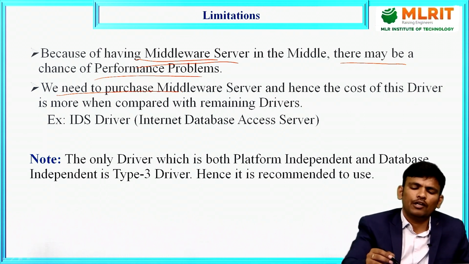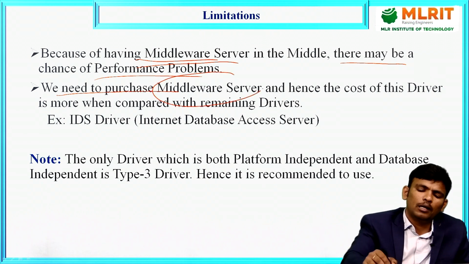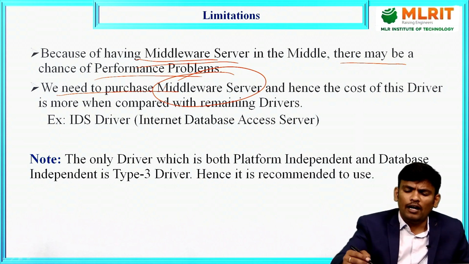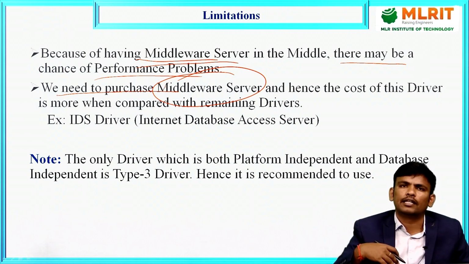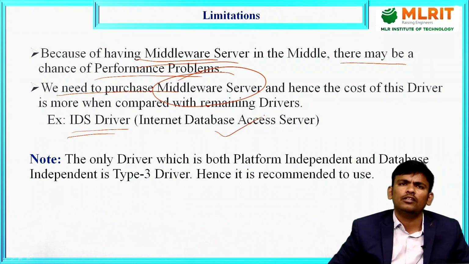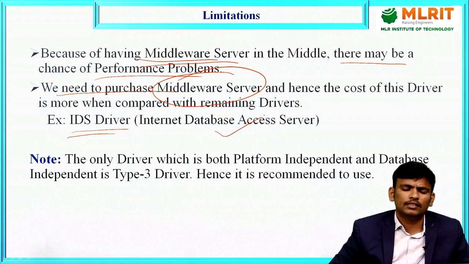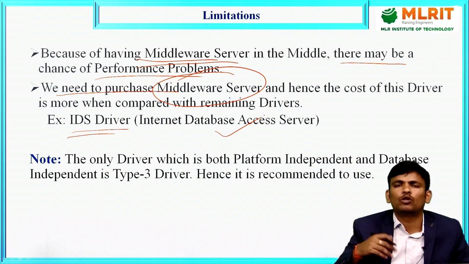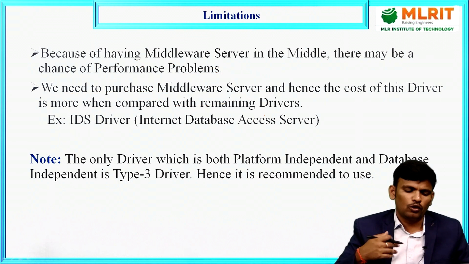So if you want to work with the type 3 driver, we compulsorily need to install the middleware server, and if you want to install a middleware server, we need to pay for it. So if you are using the middleware server, the cost of the project will be increased. The best example is the IDS server, Internet Database Access Server. If you want to use this IDS server, we compulsorily need to pay to use it, so it will increase the project cost. So this is also one of the limitations.